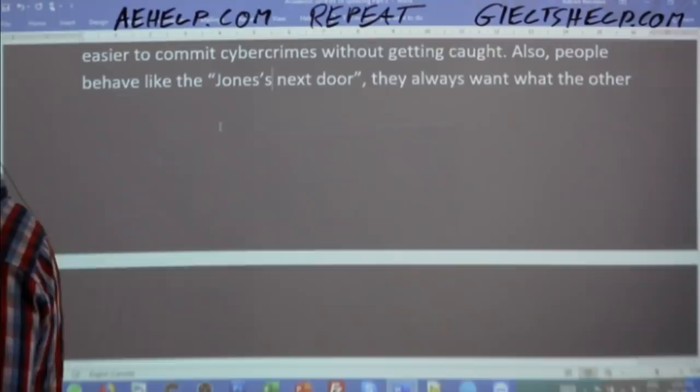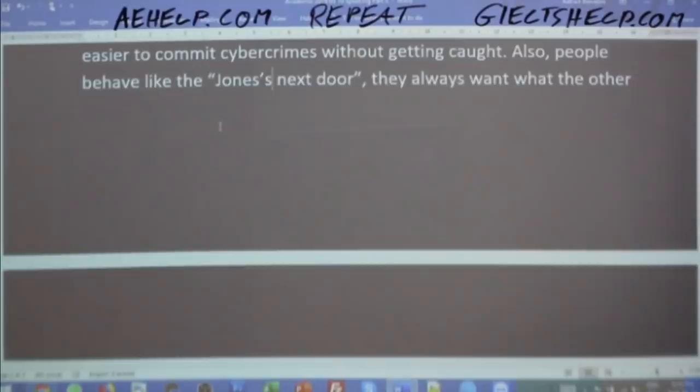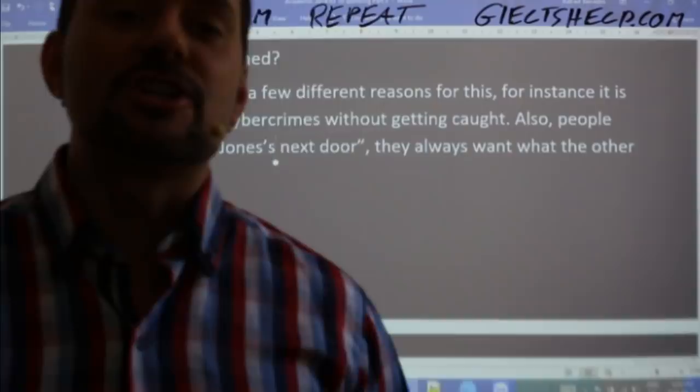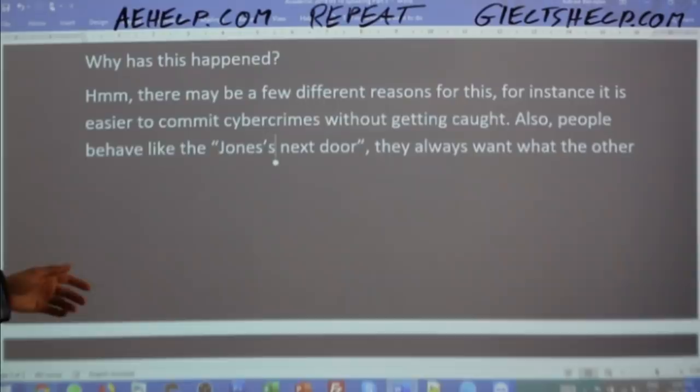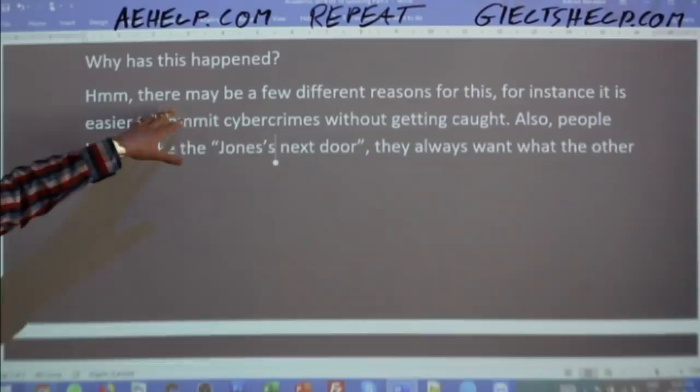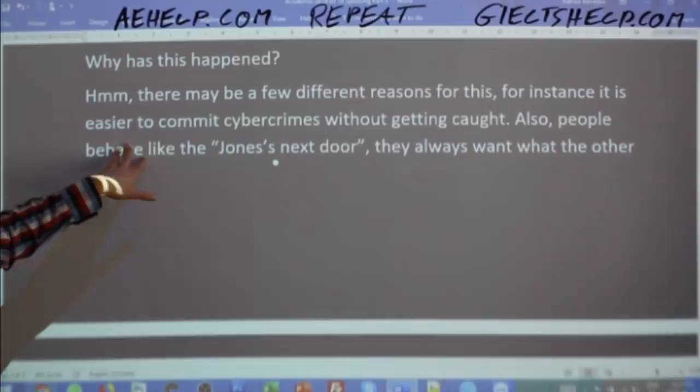All right. So there's my answer. Again, I'm always striving to teach you some new expressions, even a little bit of culture, especially coming out of North America with this one. So repeat after me. Why has this happened? There may be a few different reasons for this. For instance, it's easier to commit cyber crimes without getting caught.